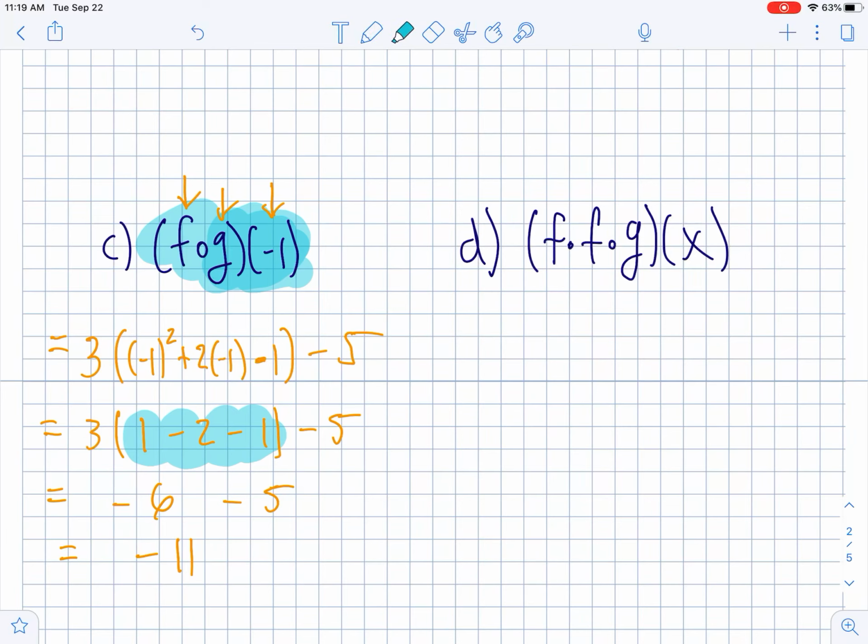Now, part D, party time. F of g of x. That means taking g of x and putting it into f of x and then whatever that is, also feeding it back into f of x. Oh my gosh, this is true inception. Dream within a dream within a dream. So let's see if I can do this.